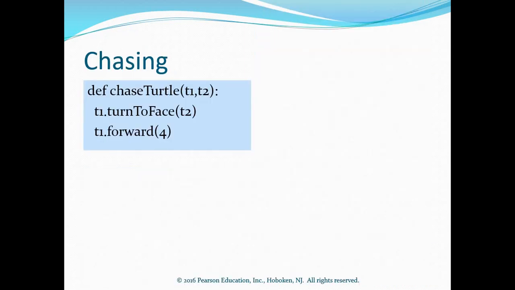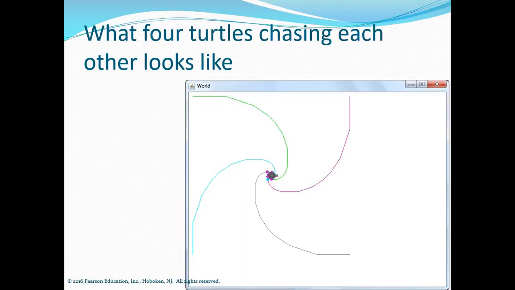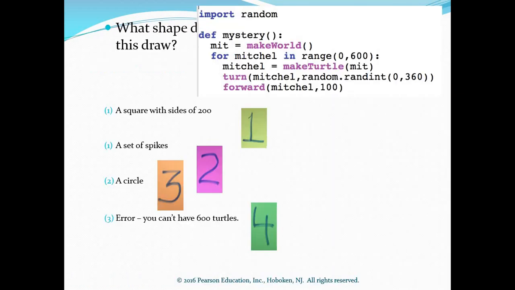Here, we use a chase function to create a path the turtles can take. Here is a visual of the turtles chasing each other based on our code from the previous slide. Can you figure out what mystery shape our code is creating here?